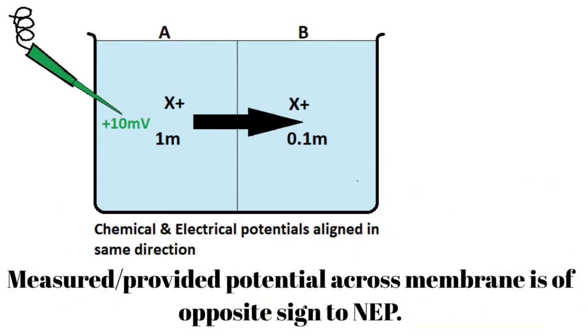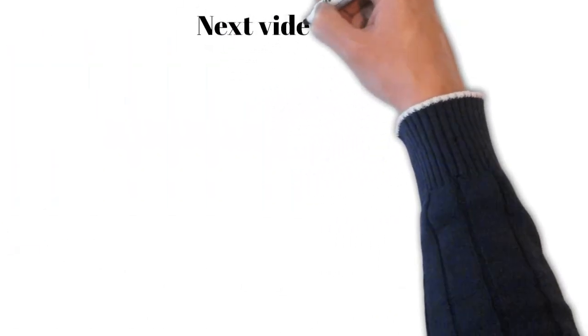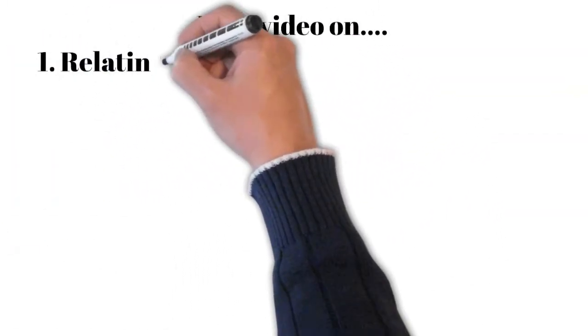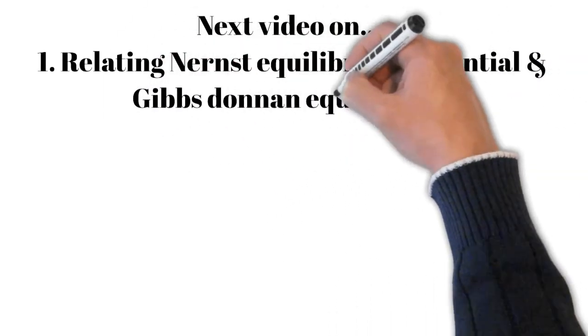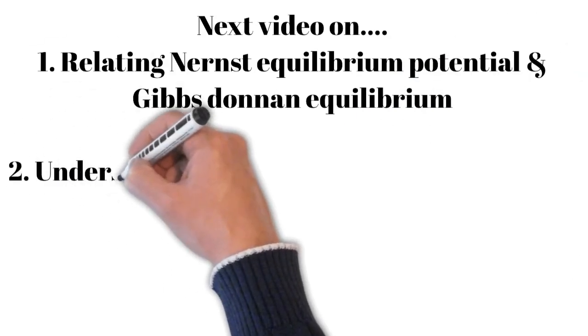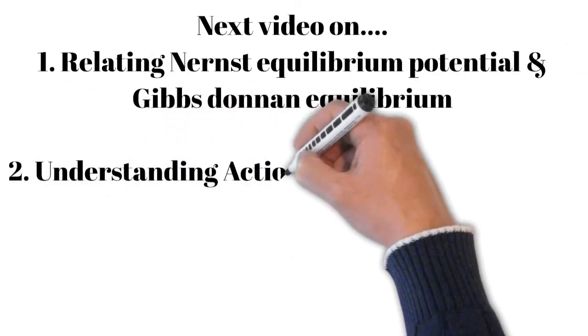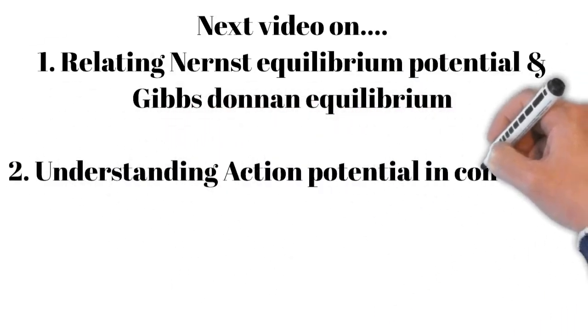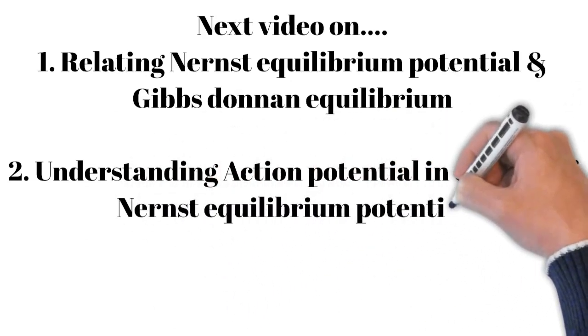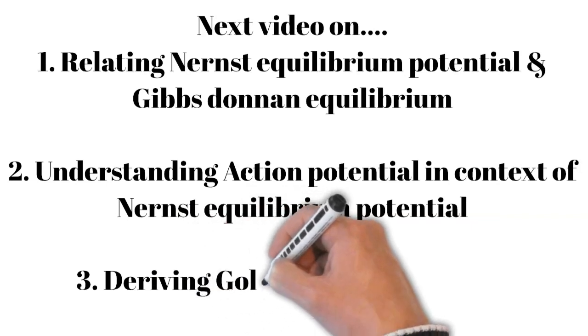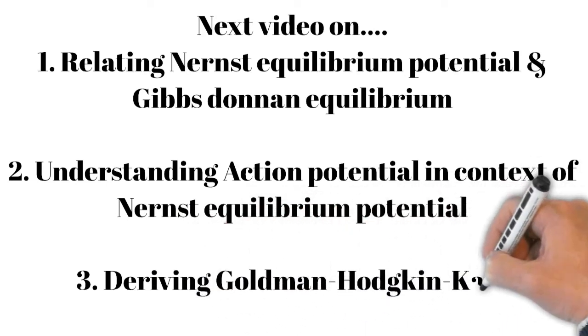In the next video we shall look into 1. How the Nernst potential and Gibbs-Donnan equilibrium together come to decide the resting membrane potential. 2. How the voltage changes that occur during an action potential are also decided in part by the Nernst potential. 3. The genesis of the chord conductance equation or the Goldman-Hodgkin-Katz equation.